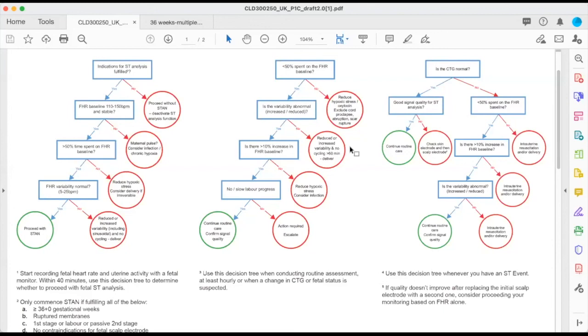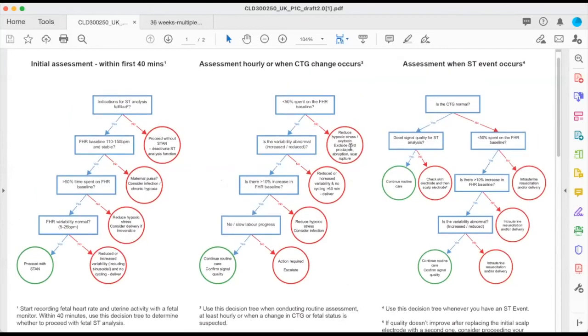So Natasha's saying that there's a question on the hourly assessment whether the variability is abnormal. So remember that the baby, this STAN monitoring is looking for hypoxia. It's not infallible, as I said. So if the baby is suddenly showing signs that it's not responding anymore, which can potentially happen with a baby that started off normal but has a reduced reserve.